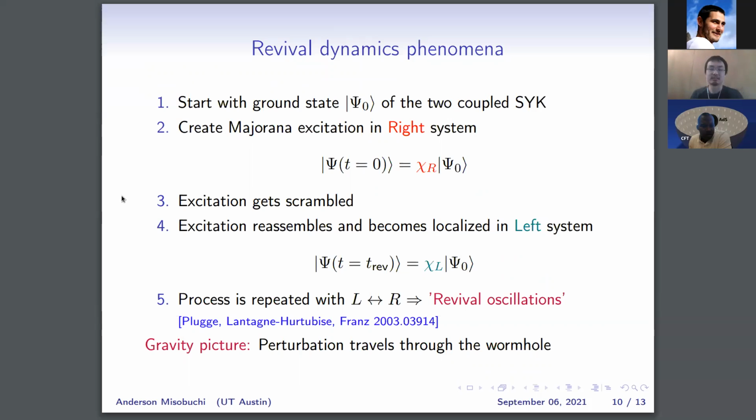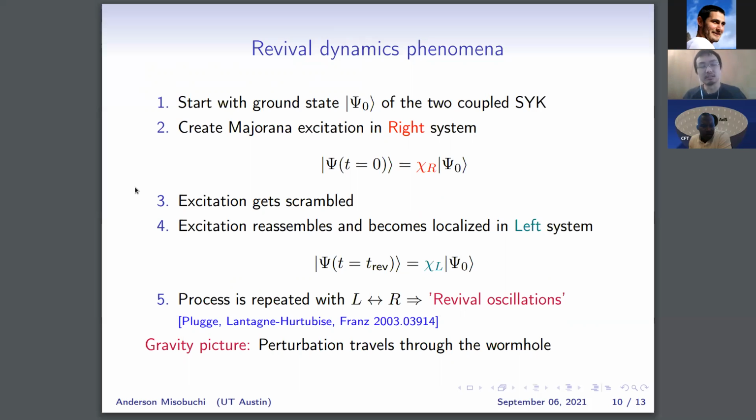That's quite simple if you have the traversable wormhole in mind, but from the quantum many-body system perspective, what happens is that you create some perturbation on, let's say, the right system. Let's say you start with the ground state, and then you create some Majorana excitation by acting on the ground state. Then you let your system evolve for some time. What you expect is that the excitation will get scrambled, and for practical purposes, the information of that perturbation just disappears.